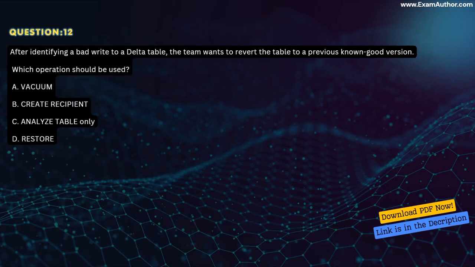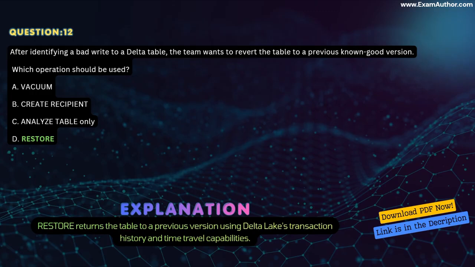Question 12. After identifying a bad write to a Delta table, the team wants to revert the table to a previous known good version. Which operation should be used? A. Vacuum. B. Create recipient. C. Analyze table only. D. Restore. Correct answer: D. Restore. Explanation: restore returns the table to a previous version using Delta Lake's transaction history and time travel capabilities.